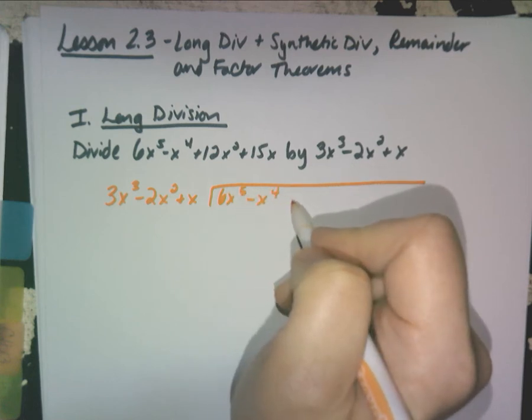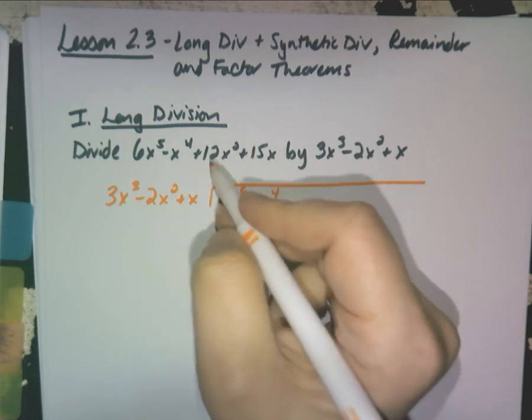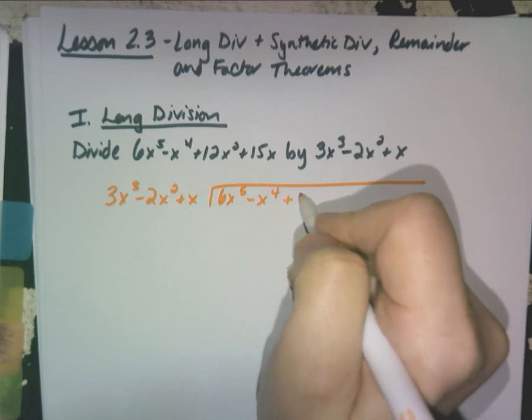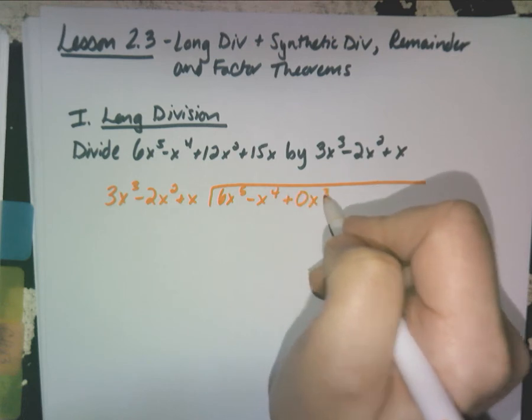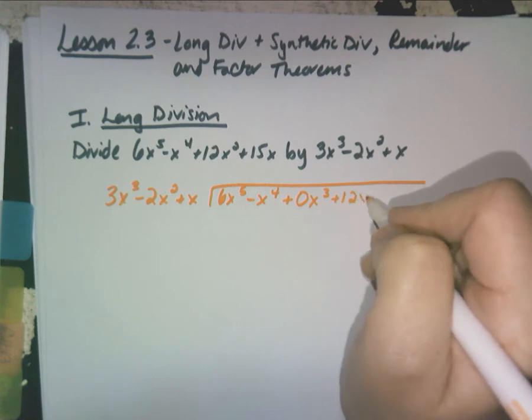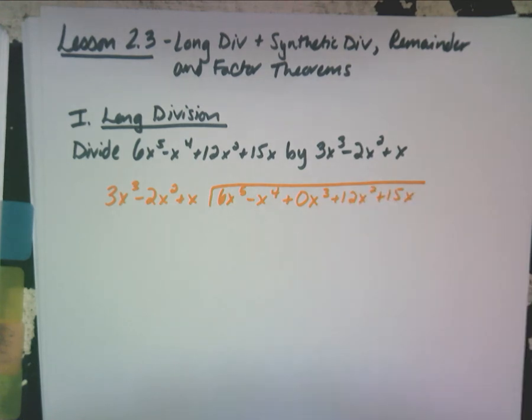And I'm going to stop right here because do we have an x to the 3rd term? So you need to put what's called a placeholder in, 0x to the 3rd. Then 12x squared, then 15x, and you don't have to put another 0 for the constant. But now, for those who haven't done long division before, this is actually how you do long division for polynomials.